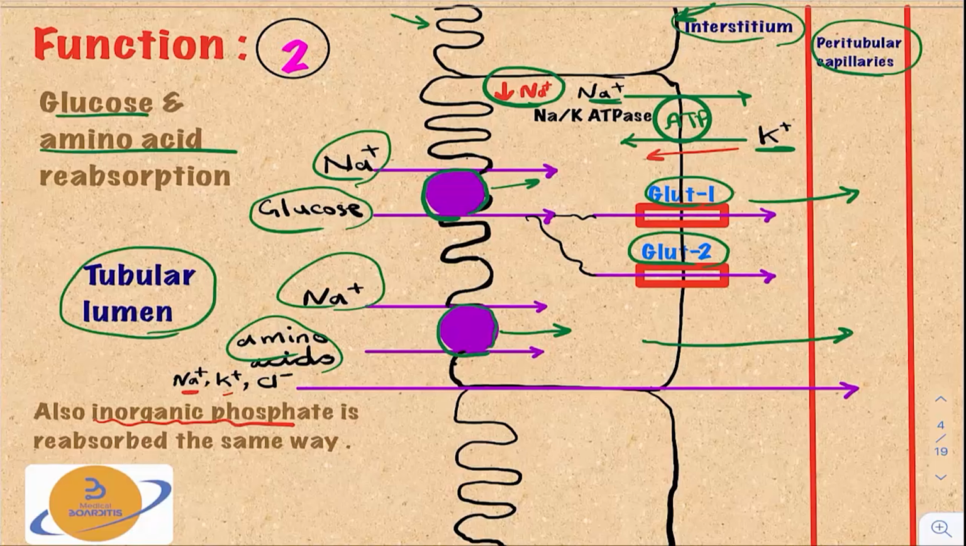Finally, sodium, potassium, and chloride move along their concentration gradient back into the blood through this paracellular transport between two brush border cells.